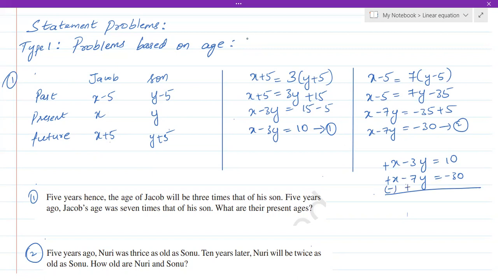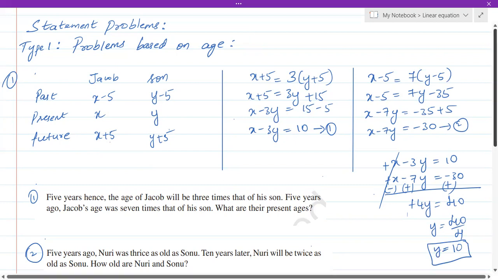Minus will become plus. Again, minus will become plus. Plus x and minus x get cancelled. Minus 3y plus 7y will become plus 4y, and plus 10 plus 30 will become plus 40. Therefore, y is equal to 40 by 4, which implies y is 10. The present age of Jacob's son is 10.